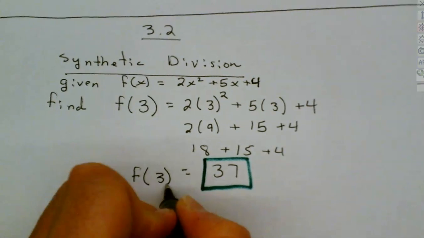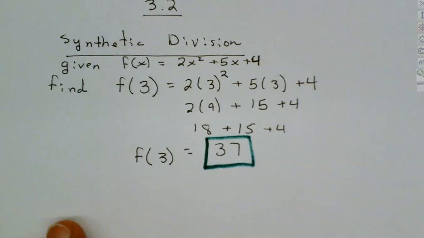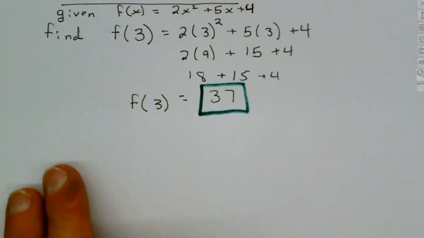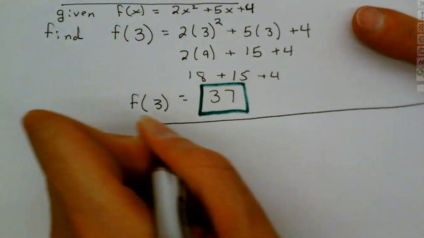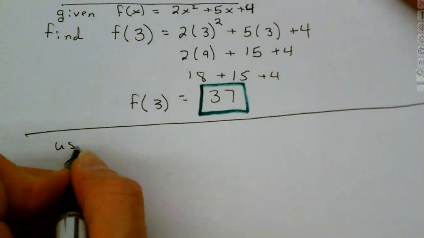And that's f of 3. Now, I'm going to do the same question, but we're going to use synthetic division. And I'm going to show you how it's quite a bit faster. And this is how a computer calculates polynomials. When a computer is asked to find a value of a polynomial, it uses synthetic division. So notice when I plugged in 3, I got out 37. We're going to use the same process. Now we're going to use synthetic division.